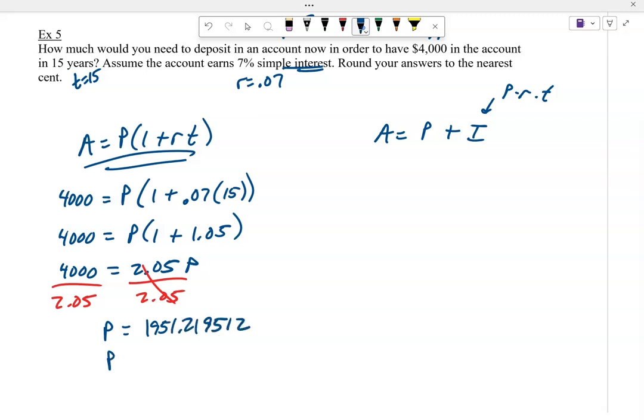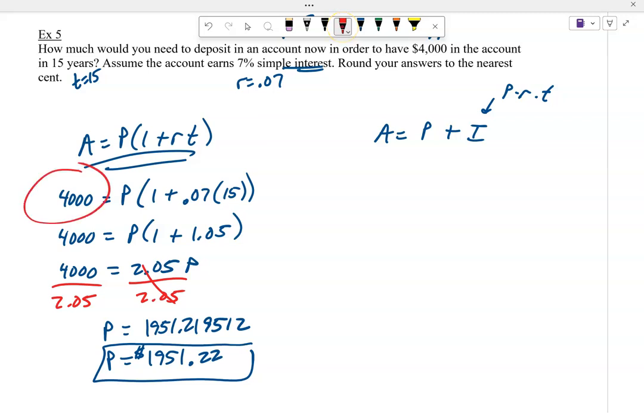1951.219512. We're talking about money here, so let's round that to the nearest cent. So I need to put in $1,951.22 to end up with 4,000 bucks after 15 years at a 7% interest, simple interest scenario.